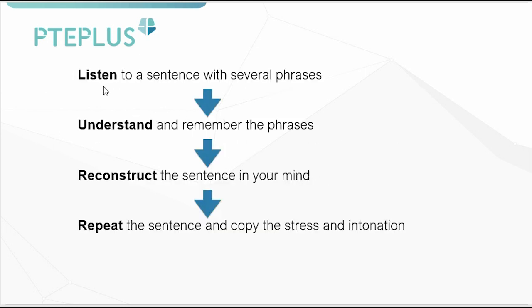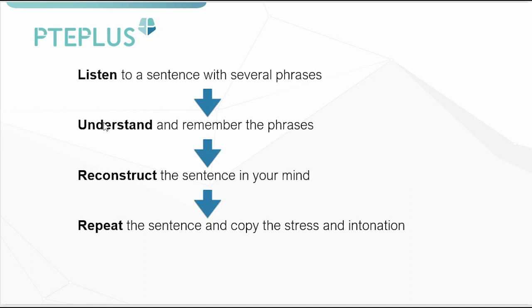The first thing we need to do is to listen to the sentence with several different phrases in mind. So don't try to listen to it as a whole sentence. Don't try to listen to it as each individual word, but instead listen to it as individual phrases. And the key here is individual phrases, something we're going to be talking about in later lessons.